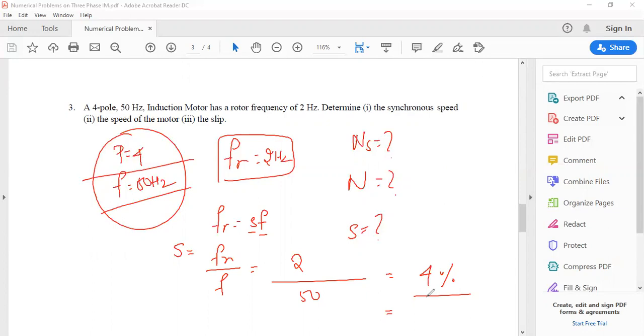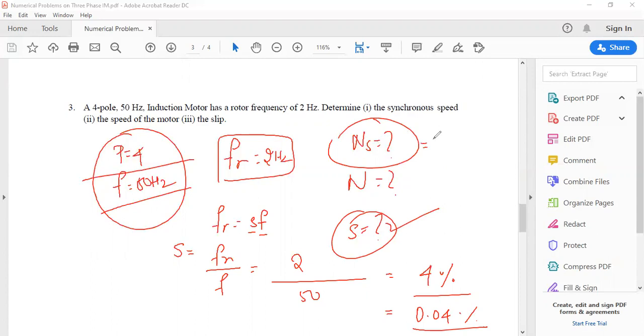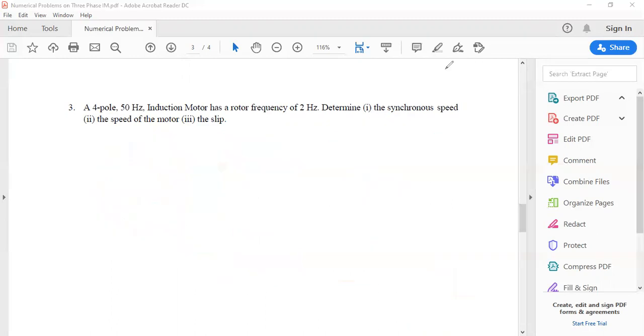Yes, so 2 divided by 50 is 0.04, which is given there as 4%. So that's how we can calculate slip. And for synchronous speed, you have the relation ns equals 120f divided by p. So what is f? 120 into 50 divided by 4, that is 1500 rpm.